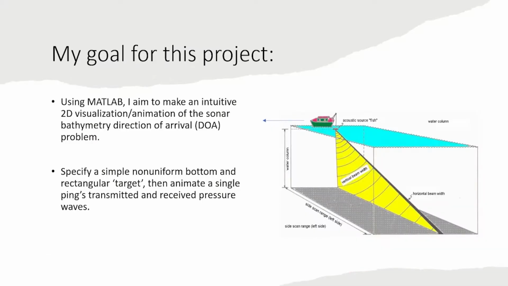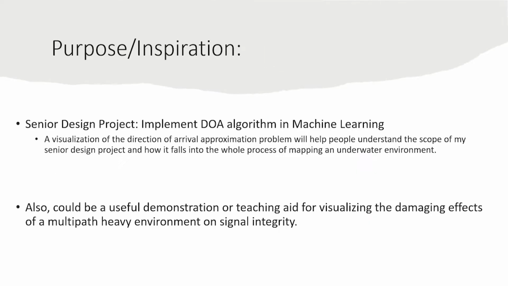So my goal for the project is to make an intuitive 2D visualization and animation of the sonar bathymetry direction of arrival problem. So I'd like to animate a sound wave propagating out from the fish, scattering off the bottom, and returning to the fish to make the premise of bathymetry clear and intuitive for anyone watching it. So the goal is to have a completely configurable set of MATLAB scripts which can be run with different parameters for depth, bottom profile, and the position of a target.